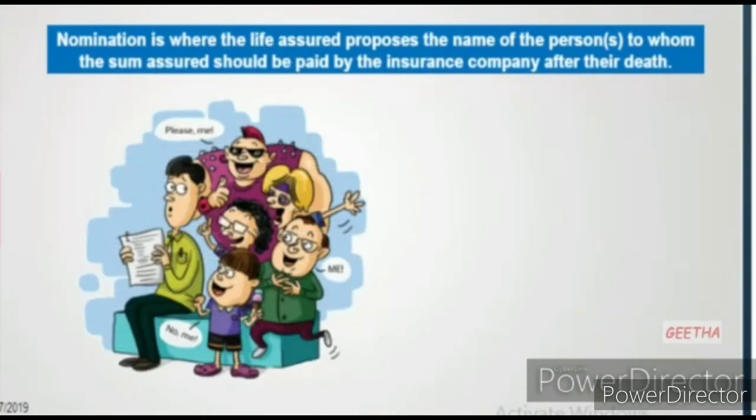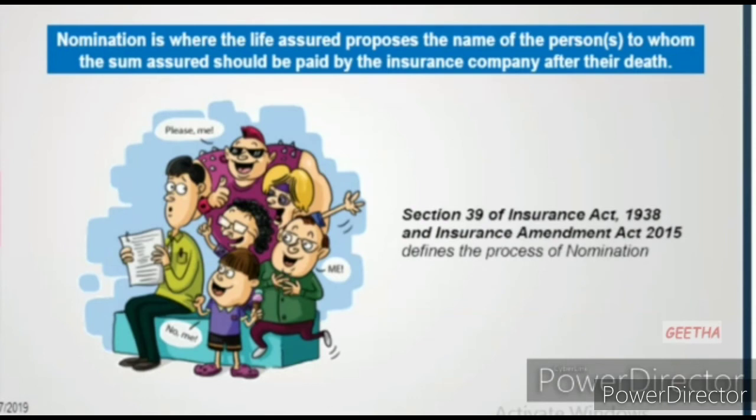Nomination is where the life assured proposes the name of the persons to whom the sum assured should be paid by the insurance company after their death. Section 39 of Insurance Act, 1938, and Insurance Amendment Act 2015 defines the process of nomination.